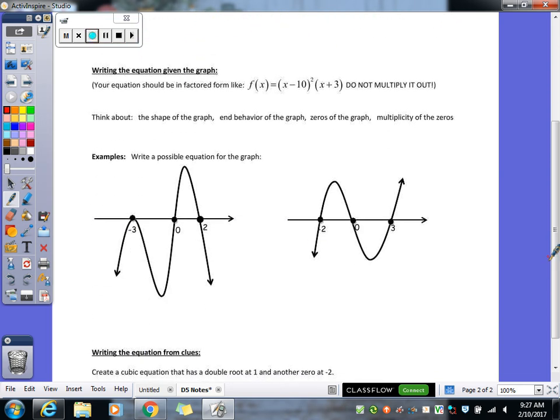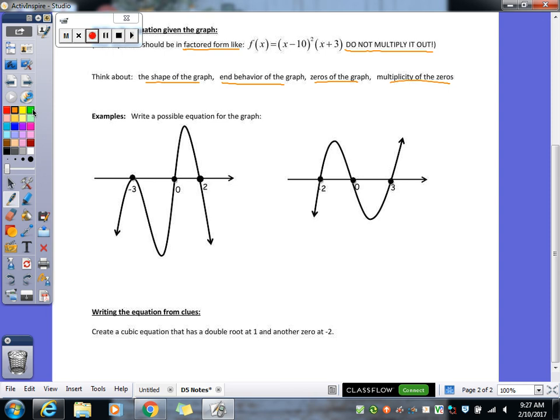So let's take a look at this down here. When you're writing the equation given the graph, your equation should be in factored form. Do not multiply it all out. Just leave it like that. It's going to make your life easier. So you've got to think about the shape of the graph, end behaviors, zeros, the multiplicity of the zeros, whether it's touching or crossing. So let's take a look at our examples.